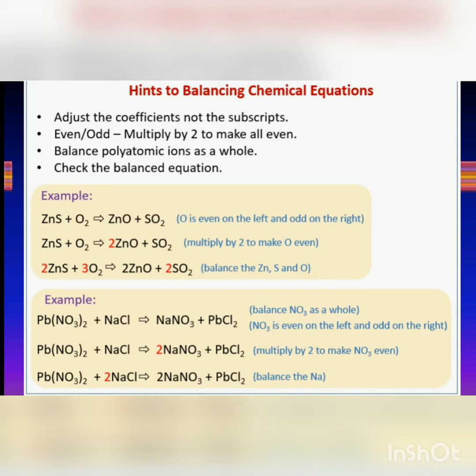First thing we need to do is adjust the coefficients and not the subscripts. Coefficient is the number written before the element or the compound. Here we can see some examples. The numbers written in red color are all the coefficients. So we need to adjust the coefficients and never the subscripts, which means you never change anything with regard to the numbers written in black, which are written in subscript.